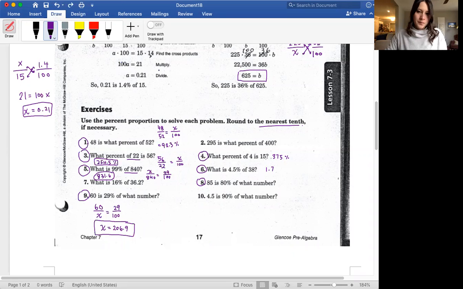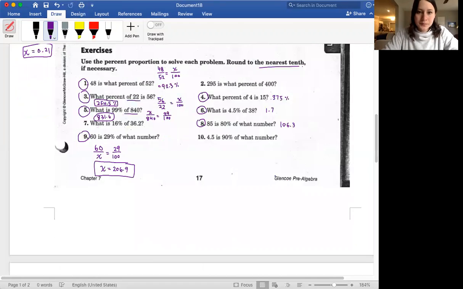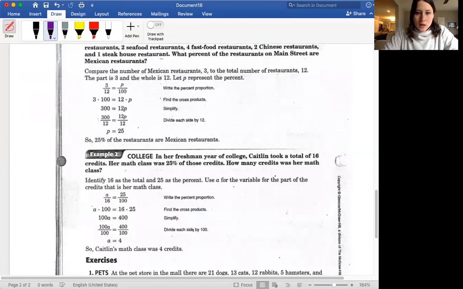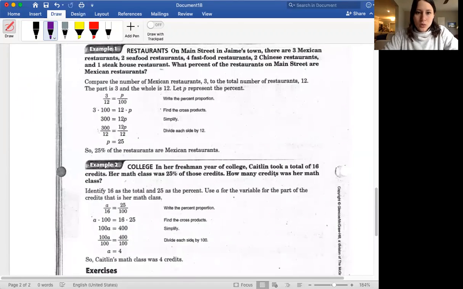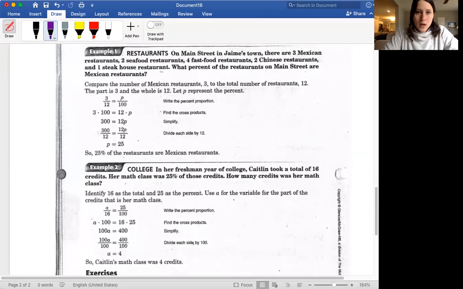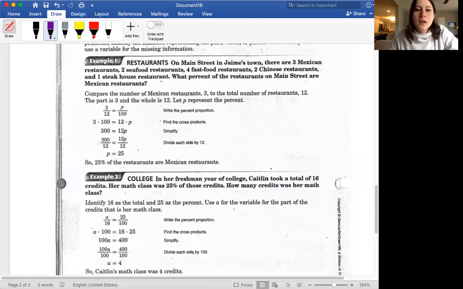Number 8 is 106.3 rounded. Okay. All right, so hopefully you got those. That's a good little self-check for yourself. Looking down, we're just going to apply this to our word problems. So let's look at an example here.